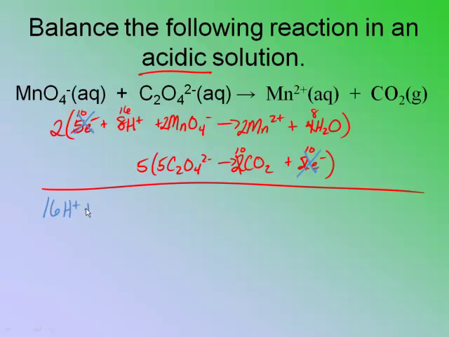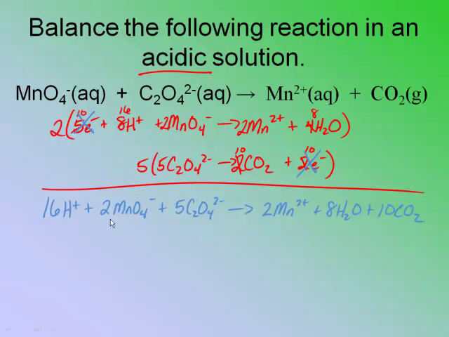16H plus 2MnO4 minus, don't forget the charges, 5C2O4 2 minus. If you forget the charges, it's automatically wrong. 2 plus 8H2O plus 10CO2. As you can see with this, prior planning prevents poor performance. So you have to give yourself some space in order to write out these reactions. Otherwise, it's very easy to kind of run out of room at the very end.